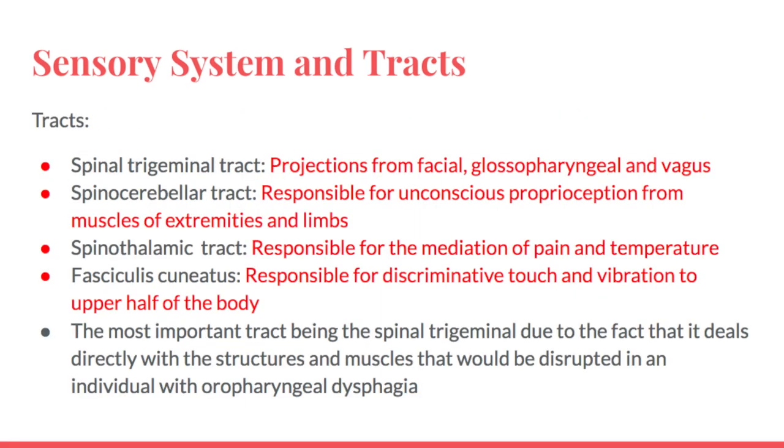Some tracts associated with our disorder are the spinal trigeminal tract, which has projections from the facial, glossopharyngeal, and vagus nerve. The spinocerebellar tract is responsible for unconscious proprioception from muscles of extremities and limbs. The spinothalamic tract is responsible for the mediation of pain and temperature. The fasciculus cuneatus is responsible for discriminative touch and vibration to the upper half of the body. Then the most important tract being the spinal trigeminal, due to the fact that it deals directly with the structures and muscles that would be disrupted in an individual with oropharyngeal dysphagia.